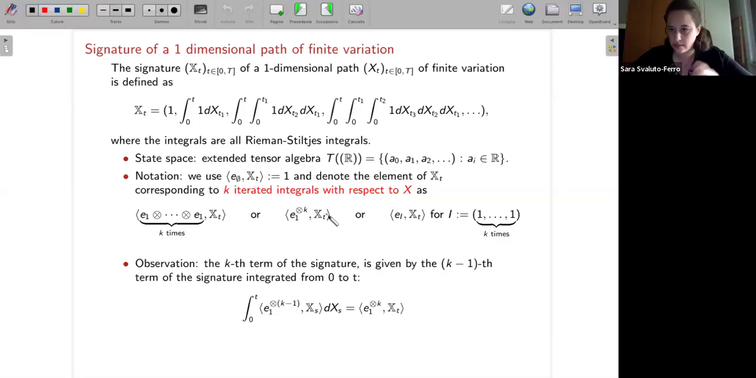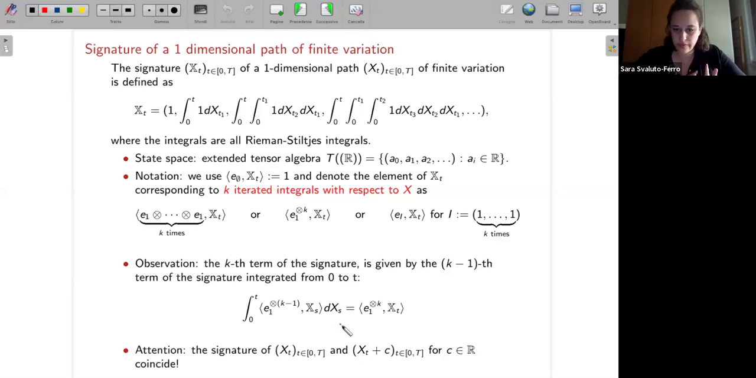We can define it term by term, or we can define it recursively. If we have the single integral, the double integral is just given by the previous one, integrated again with respect to our path of finite variation. And the triple one will be the integral of the second one, integrated again with respect to the path of finite variation. So we can say directly the kth iterated integral, or we can define it in a recursive way.